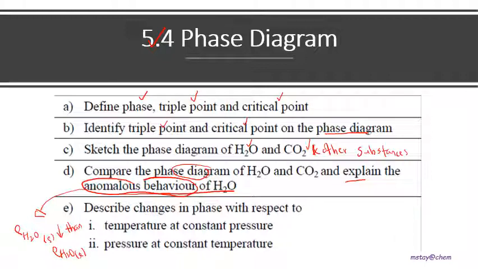Next, we are going to discuss the physical phase change at constant pressure. Another term for constant pressure is isobaric. Sometimes the question may ask you about the phase change at constant temperature, which is referred to as isothermal.